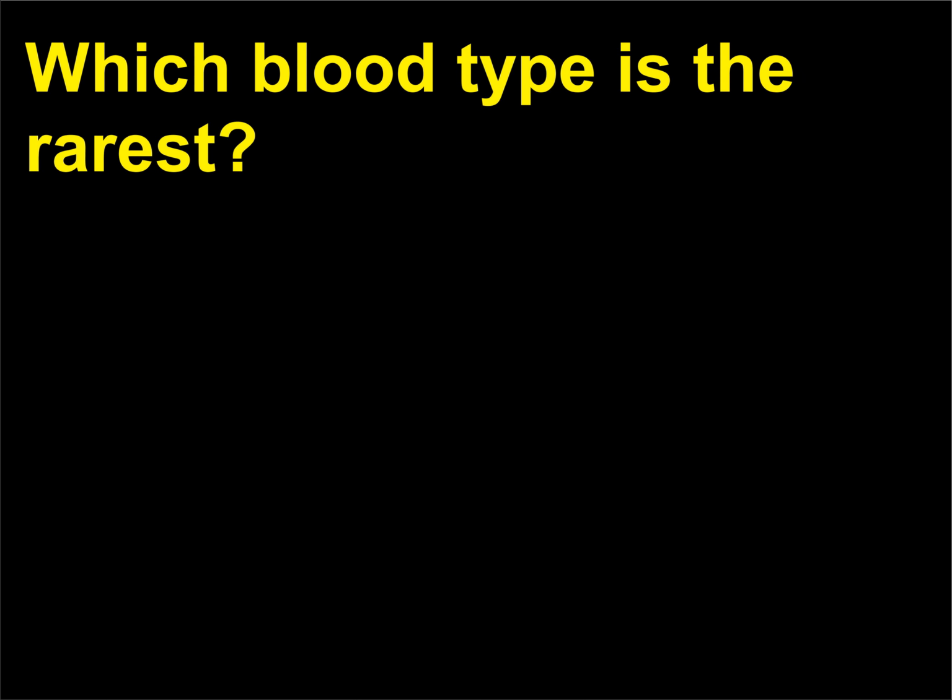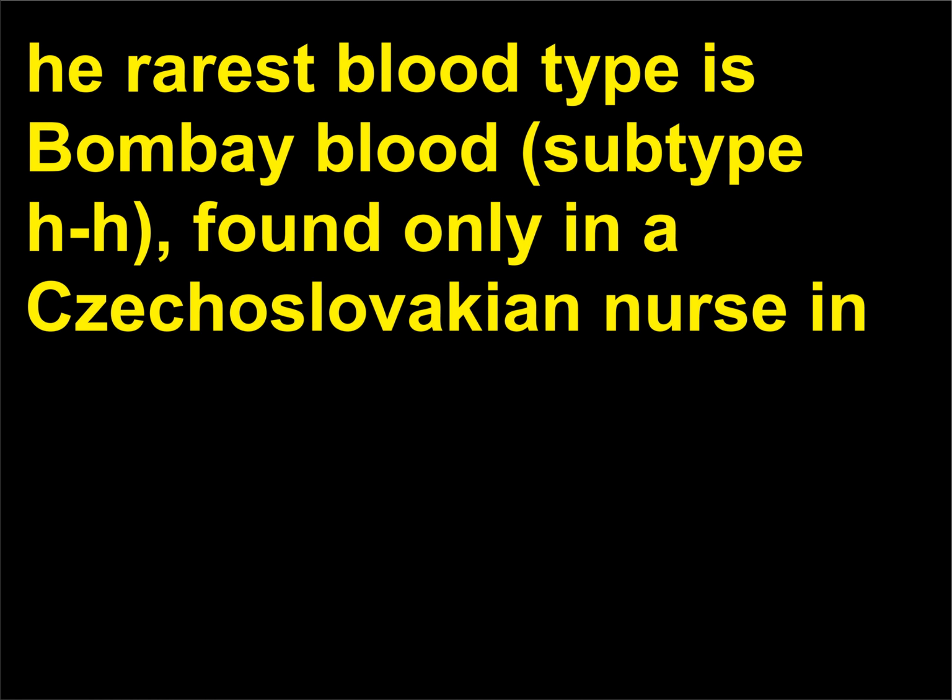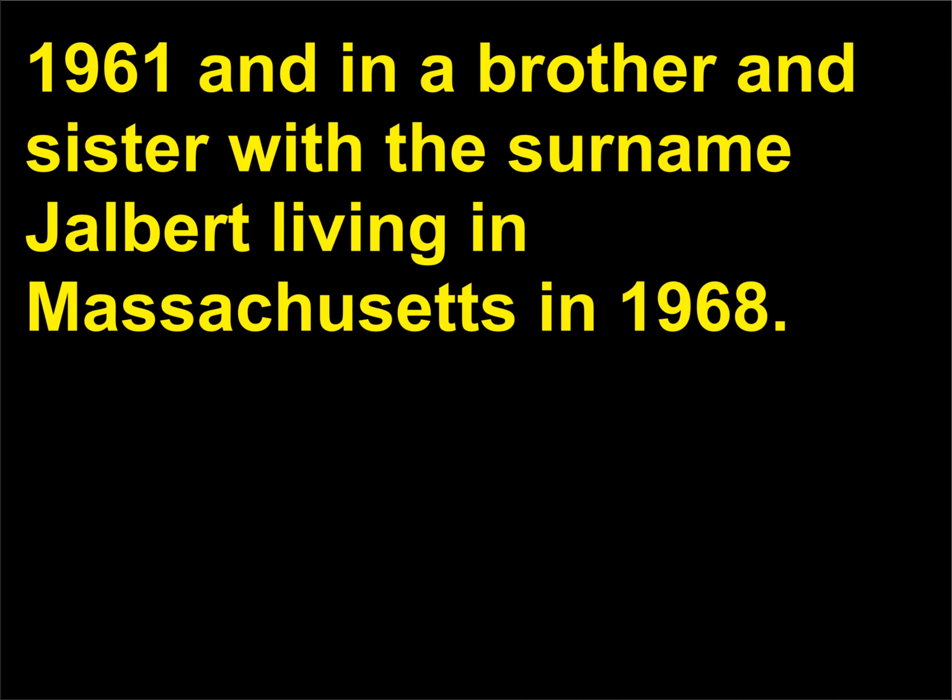Which blood type is the rarest? The rarest blood type is Bombay blood, subtype HH, found only in a Czechoslovakian nurse in 1961 and in a brother and sister with the surname Jalbert living in Massachusetts in 1968.